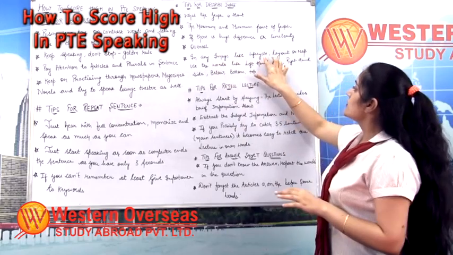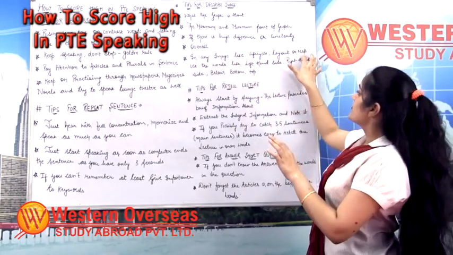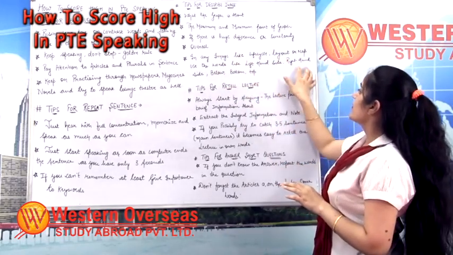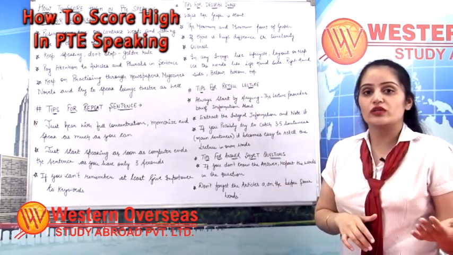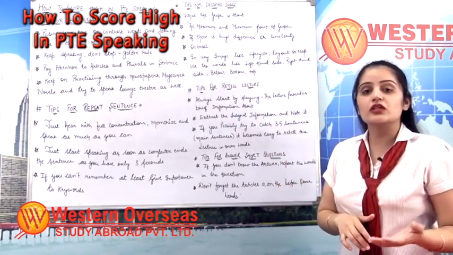And if the question comes on life cycle, layout, or map, use the words like left hand side, right hand side, below, bottom, top, southeast, southwest, northeast, northwest. And I have mentioned it earlier also.